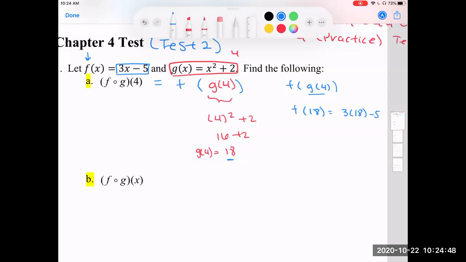All right, let's find 3 times 18. That's 54. 54 minus 5 gives us 49. And that would be our final answer. That's the answer you would want. So with compositions, you have to make sure you go through the proper nesting of each problem. Are there any questions about 1A?